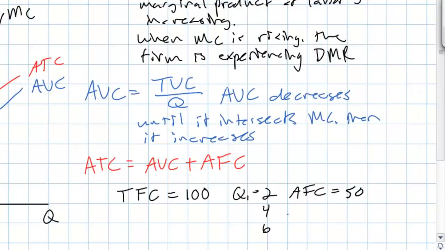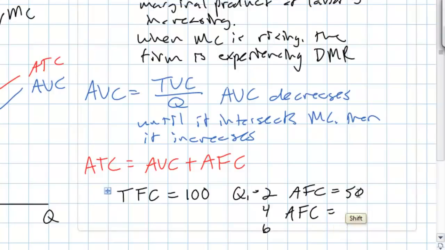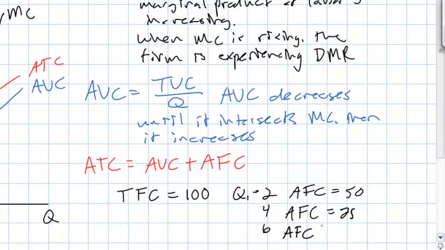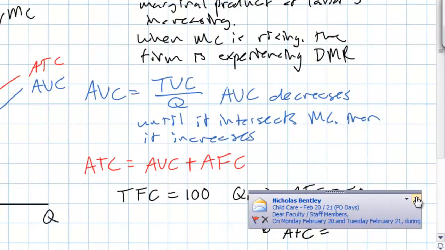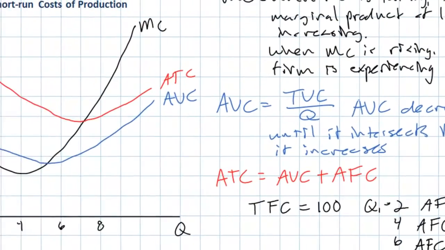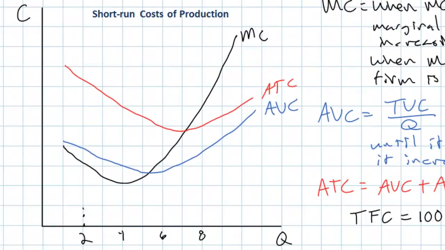However, when output increases, notice that the average fixed cost decreases. Now we have 100 divided by 4, which is 25. And if output increases to 6 units, the average fixed cost continues to decrease. 100 divided by 6 is 16.7. So if we took these 3 different levels of output here, the average fixed cost would always be the distance between the average variable cost and the average total cost. And we can see that that distance becomes less and less as output increases.